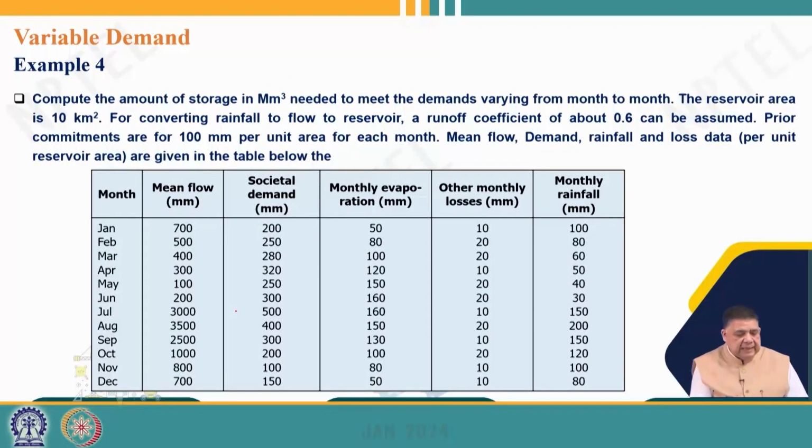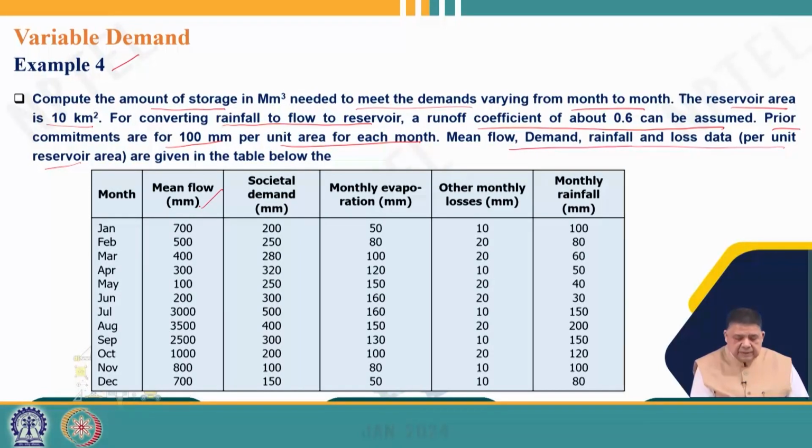So, we will take an example: compute the amount of storage needed to meet demands varying from month to month. The reservoir area is 10 square kilometers. For converting rainfall to flow to the reservoir, a runoff coefficient of 0.6 can be assumed. Prior commitments are 100 millimeters per unit area for each month. Mean flow, demand, rainfall and loss data per unit reservoir area are given. So, all the data is available.